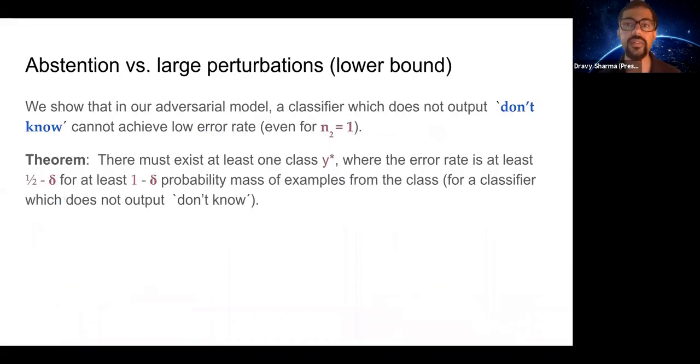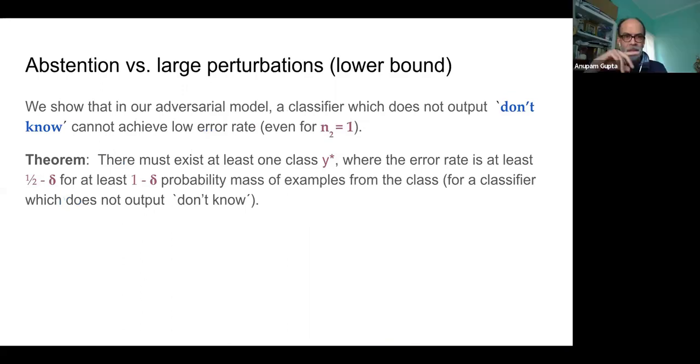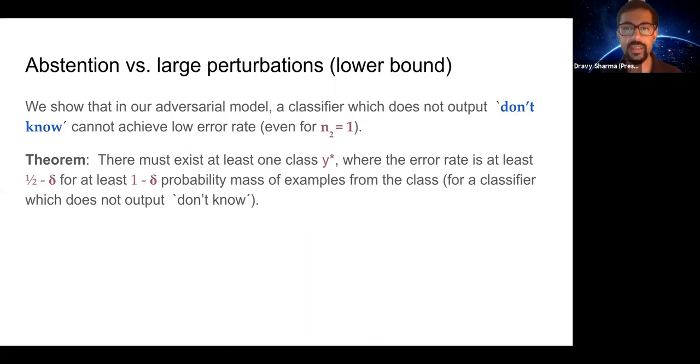Yeah. So now we'll start with some results. We'll start with the lower bound, which basically tells us that models which do not abstain are not going to do well, and the place where they fail is they cannot achieve goal 1, which was achieving low error rate on the adversarially perturbed examples. So our theorem is that there's at least one class where the error rate is high with high probability.